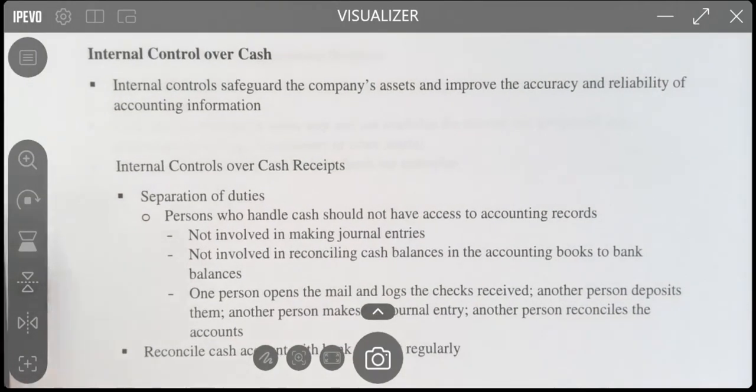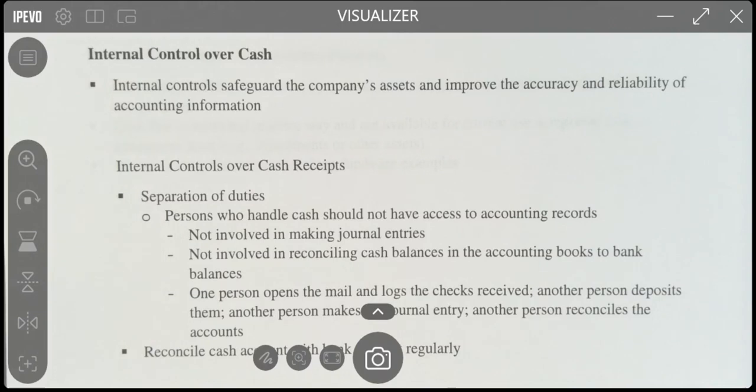Now, an issue that will always arise and is hugely important is internal control over the cash. Needless to say, cash is very attractive to steal. You will study this in very great detail in auditing class, but let's introduce it here because it is so important. Internal controls safeguard the company's assets and improve the accuracy and reliability of accounting information. So that's in general what internal controls are. Internal controls over cash receipts include separation of duties.